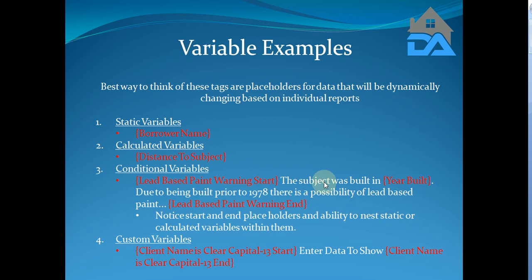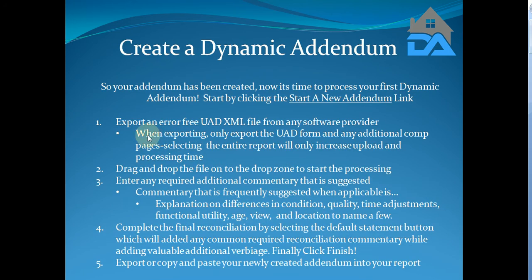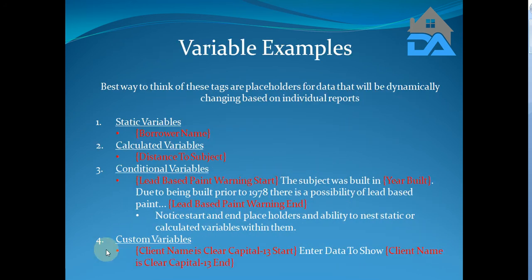So here's the variable examples. Anytime you see something in red and within the quotes, those are your variables. Those are the best way to think about those. These are placeholders. Wherever it has the brackets and borrower name, when the program renders your addendum, it's going to swap that out and actually put the borrower name in that placeholder. So I like to call these tags. It's the best way to think about them for me. Calculated variables, same thing, distance to subject within the brackets.